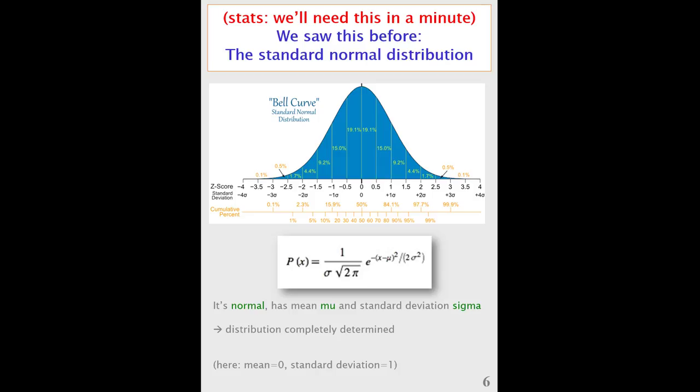Okay, I need a bit of a run-up there. First, a little bit of statistics. This I had on the slide deck before.